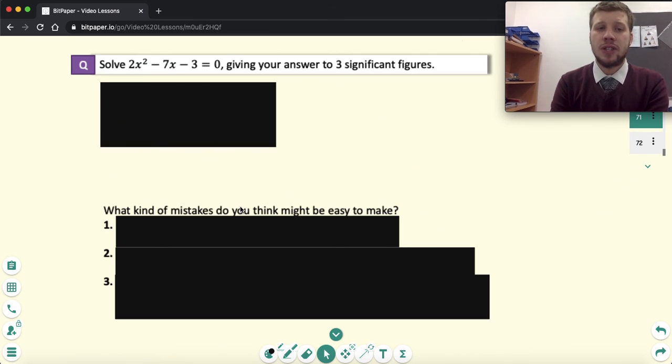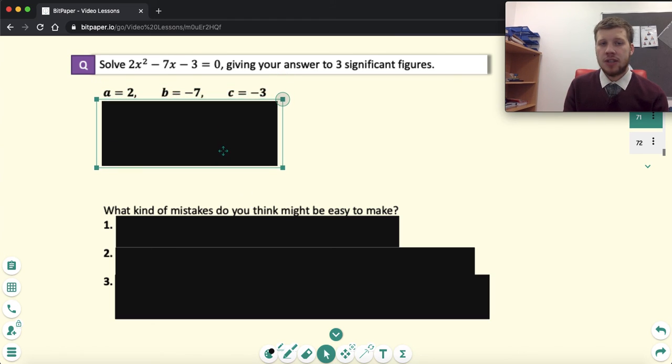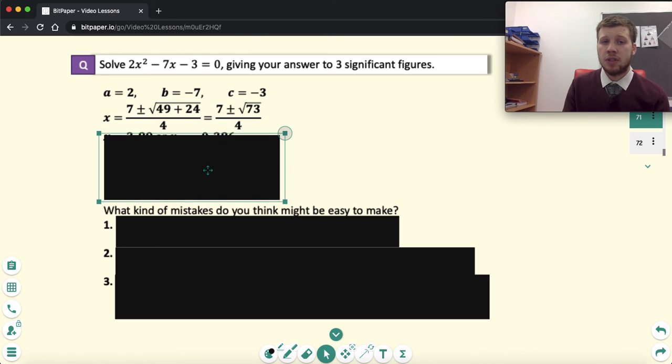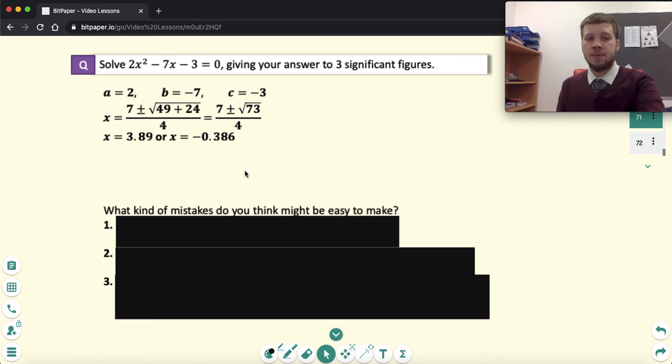If I have a question which is 2x squared minus 7x minus 3 equals 0, what I'd like you to do is solve it, and then I'd like you to also make a note of what mistakes students would make. So I'd like you to have a go at trying to solve it now. So you can pause the video and have a go. Okay, you should get that a equals 2, b equals 7, and c equals negative 3. Sorry, b equals negative 7. When we substitute it in, we end up with this. So my 2 answers are 3.89 and negative 0.386.